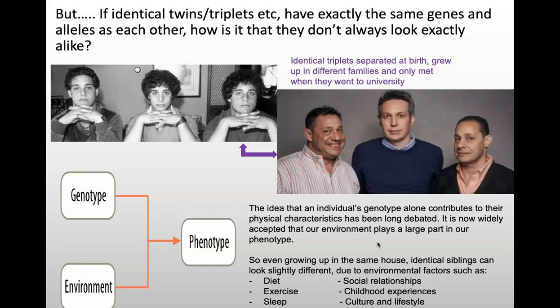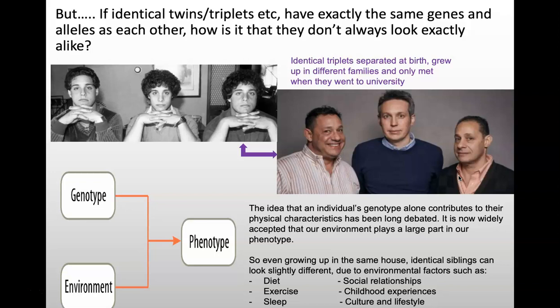Okay, so if identical twins and triplets, or identical multiple births, have exactly the same genes and alleles, as we've been taught, why is it that they don't always look exactly alike? I'm sure many people have noticed that as time goes by, you can see differences in the physicality of multiple births, so you can try and pick out who is who. It's really evident as they start to grow older.